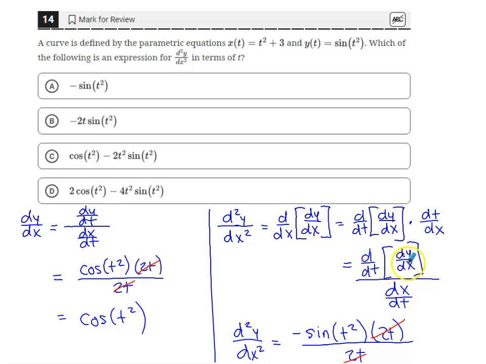So if I take the derivative of dy dx, which is right here, with respect to t, I do a chain rule. So I'm going to get negative sine of the inner function times the derivative of the inner function. Derivative of dx dt is the same derivative we had down here, 2t. Once again, we get some nice cancellation to occur, and our second derivative of y with respect to x is negative sine of t squared.